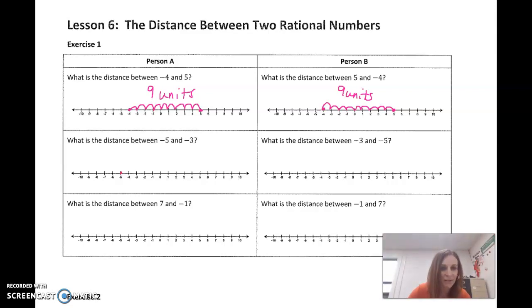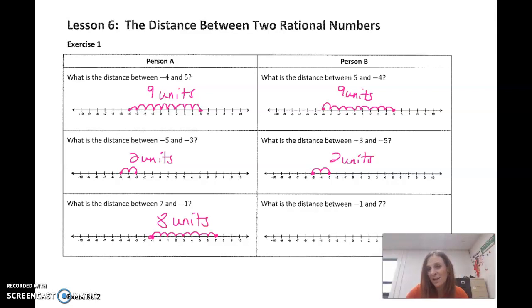So I will plot -5 here, and I will plot -3, and I will try to show you that they are 1, 2 units apart. What is the distance between them? And what about -3 and -5? We switched around. Think there's going to be a difference? Nope, they're still 2 units apart. All right, how about 7 to -1? 1, 2, 3, 4, 5, 6, 7, 8 units.